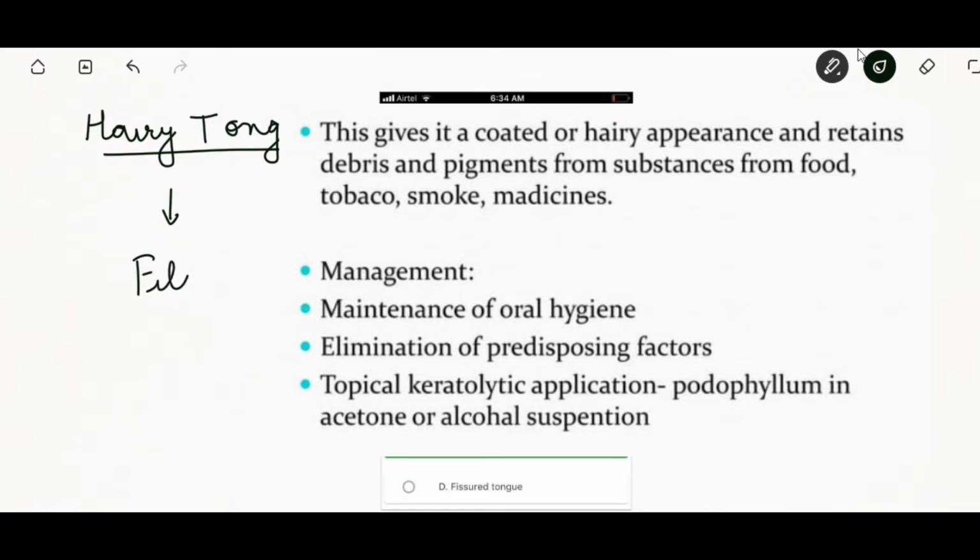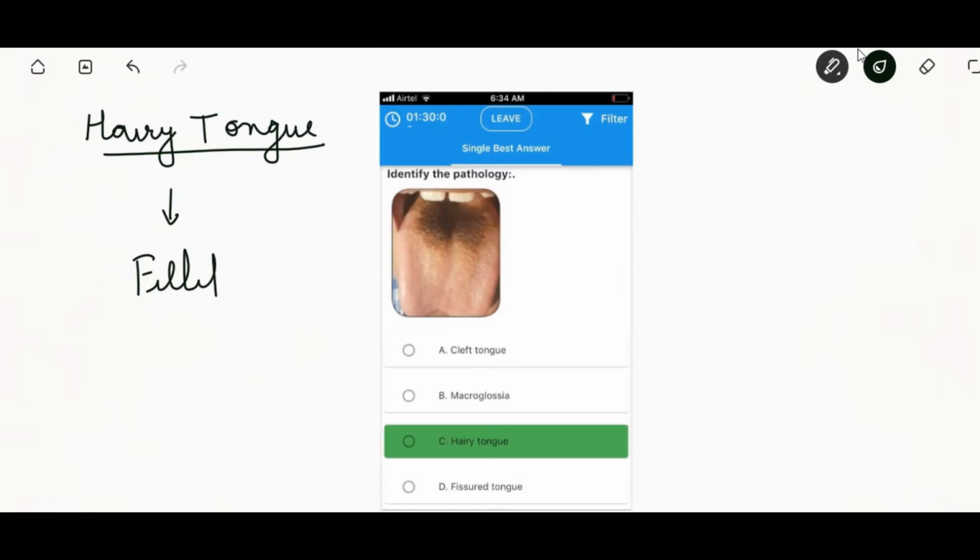Remember, you should avoid any confusion of hairy tongue with hairy leukoplakia that occurs on the lateral border of the tongue. Hairy leukoplakia is caused by which virus? It is the Epstein-Barr virus and is usually associated with HIV infection.